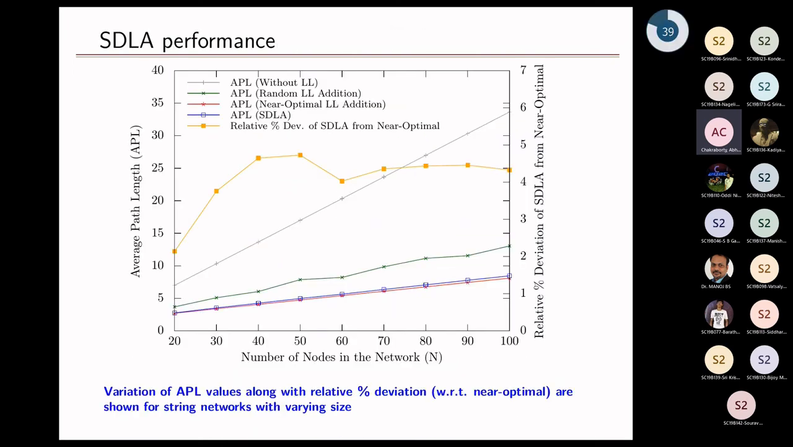When we look at some results, we can see the maximum deviation is only 6.33%. That is very nice, actually, for a very large network. The minimum deviation of SDLA with respect to near optimal is also very small. So SDLA performs very well, with only order of n time complexity to add one link, whereas near optimal is almost n to the power 4 log n to add one link. So for a large network, SDLA performs very well.